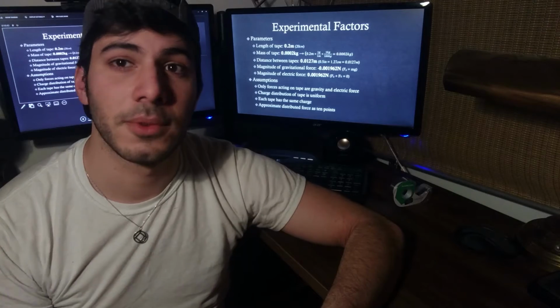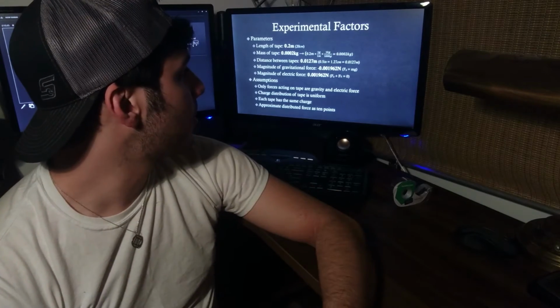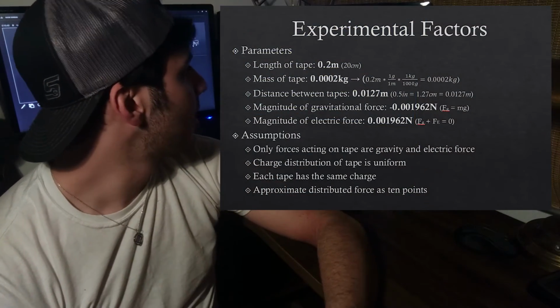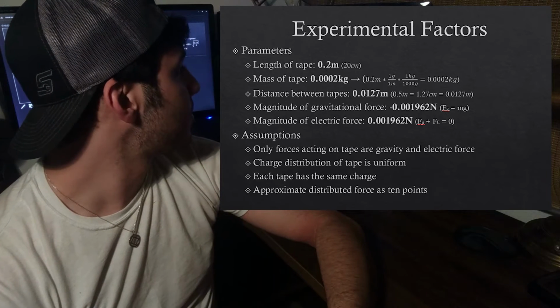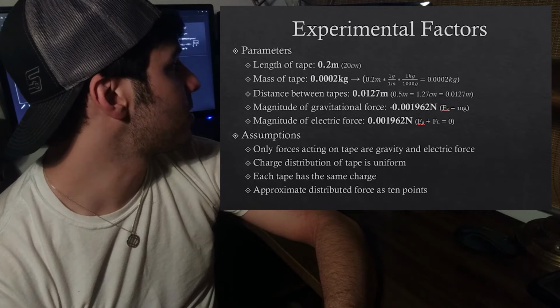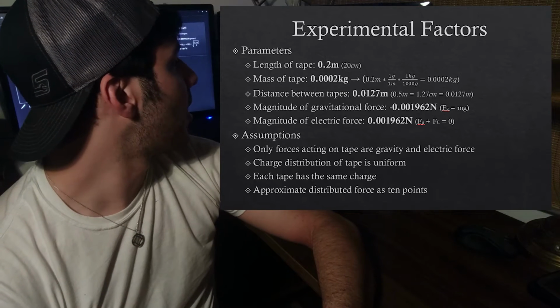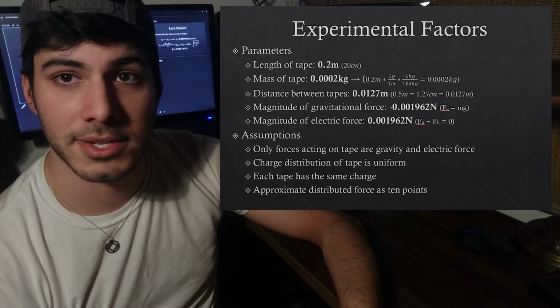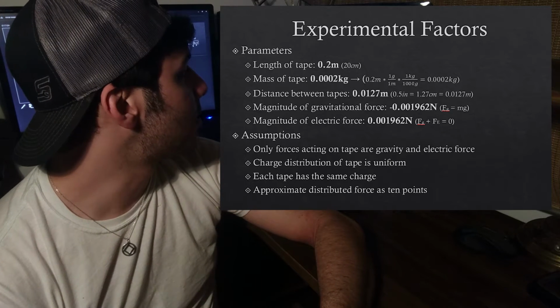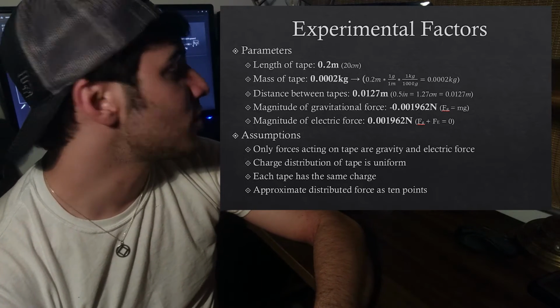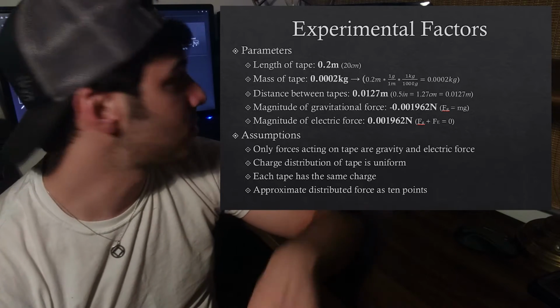So cool, we did it. Now we have some numbers. Basically what we found is that the length of the tape is 0.2 meters, the mass of the tape is 0.0002 kilograms, the distance between the tapes was measured to be 0.0127 meters, and the magnitude of the gravitational force, based on the mass and our approximation for gravity, we found that that force is 0.001962 newtons in the negative y direction.